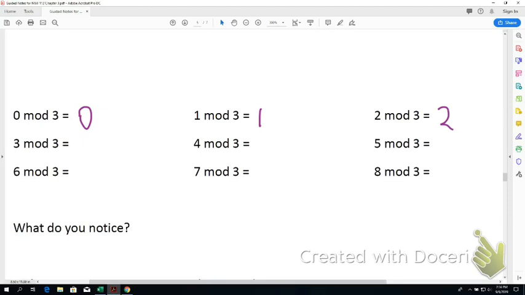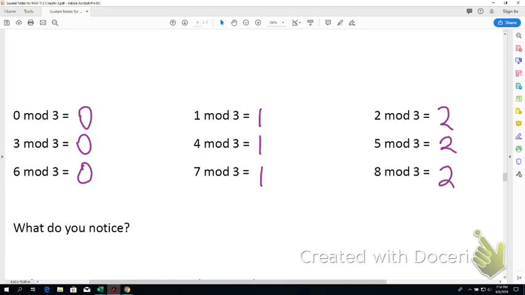So let's look at the next ones. What would be 3 mod 3? Well, 3 can divide into 3, so the remainder is 0. What about 4 divided by 3? Well, the remainder would be 1. 5 divided by 3, the remainder would be 2. And then what about 6 divided by 3? The remainder is 0. Oh, and 7 divided by 3 is 1, and 8 divided by 3 is 2.